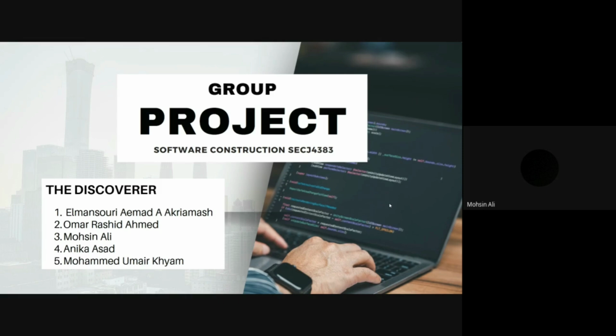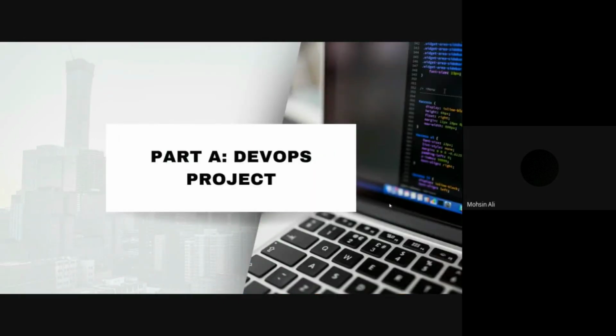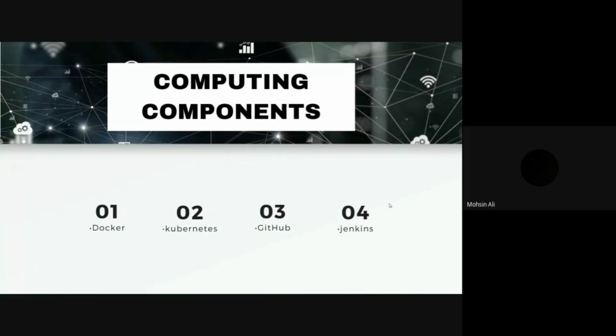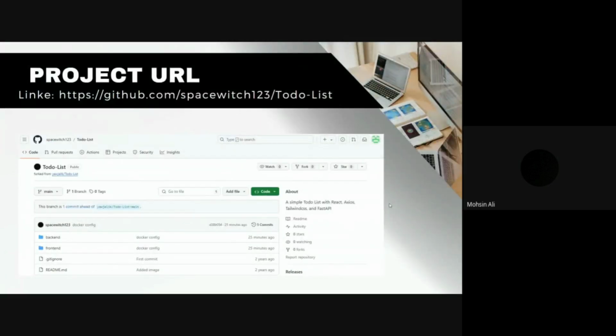Next slide, please. So the first part is the DevOps part of our project. We have to integrate Docker, Kubernetes, and GitHub into Jenkins for CI/CD. Next slide. So this is our GitHub URL.